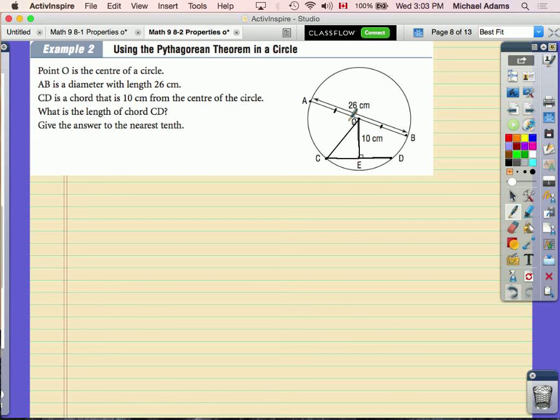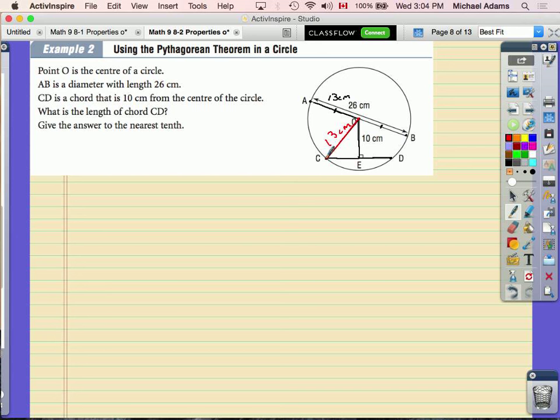So if I take 26, divide it in half, I'll get 13 centimeters. Now, from here to here, that's the radius. That's 13 centimeters. So maybe I'll do this in red. And then here also, that's from the center. The center's right there. That's also the radius. If I said the radius up here was 13 centimeters, well, then the radius here is also 13 centimeters.